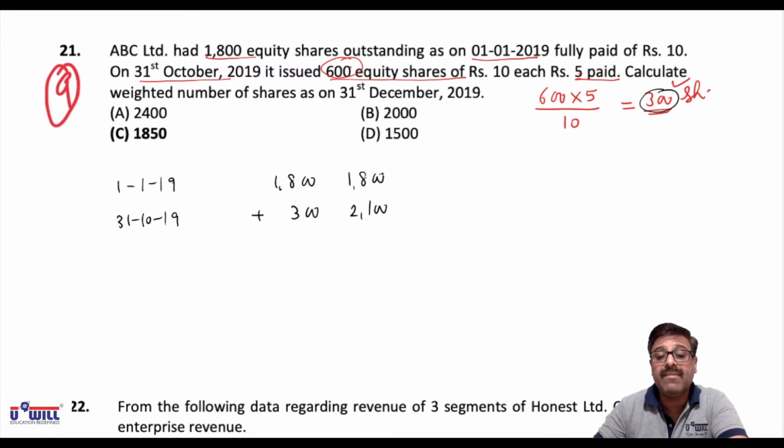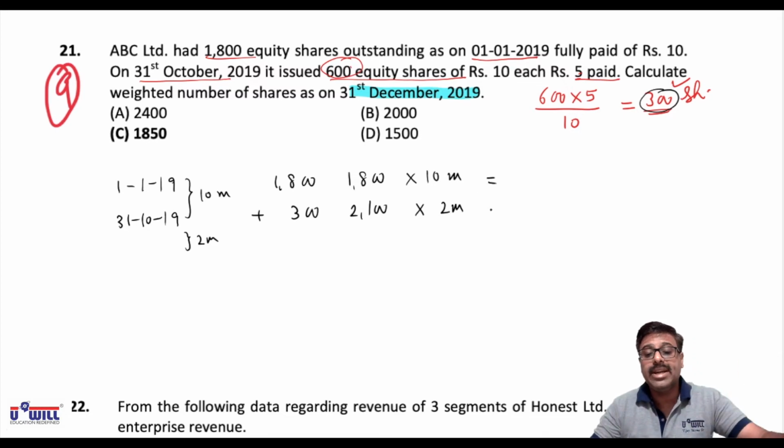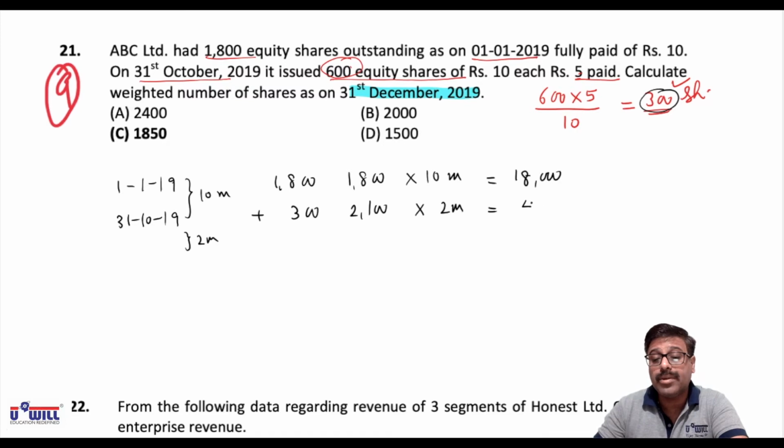Now weights, what we have to apply, we have to calculate for the year ending 31st December 2019. Be careful with this. So 1/1 to 31st October will be full 10 months. This will be multiplied with 10 months of weight, and then November, December 2 months are remaining. So 2100 will be multiplied by 2 months of weight. So 1800 into 10, 18,000. 2100 into 2, 4,200. 18,000 plus 4,200, 22,200. Total weights will be equal to 22,200.